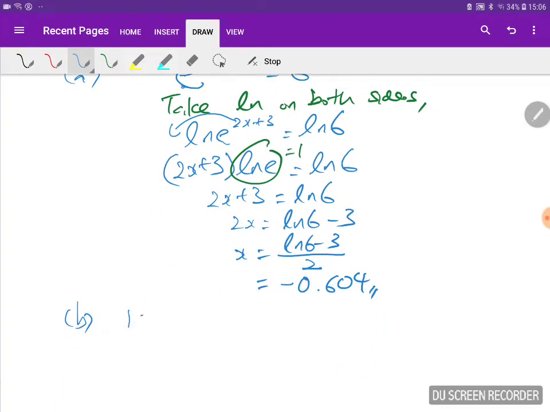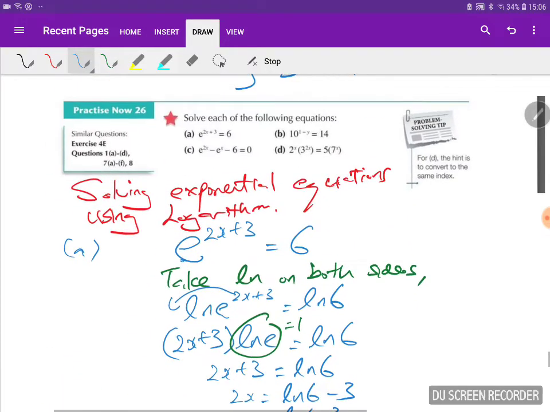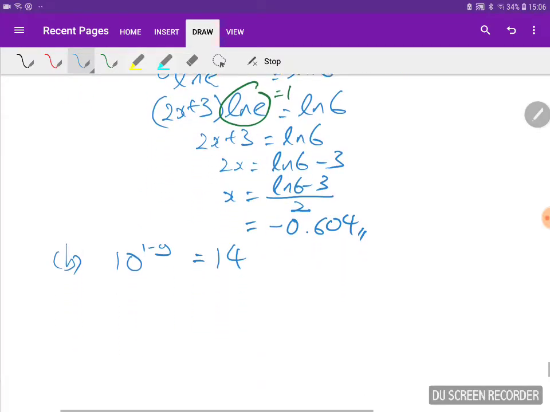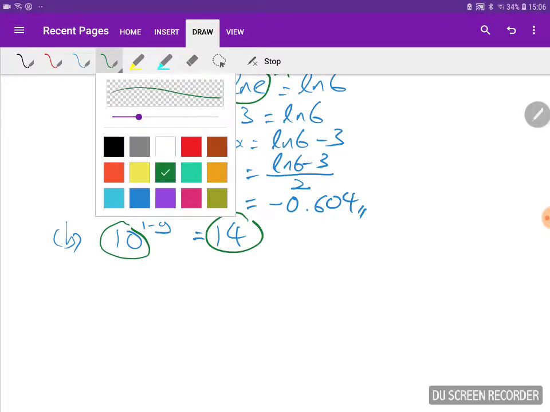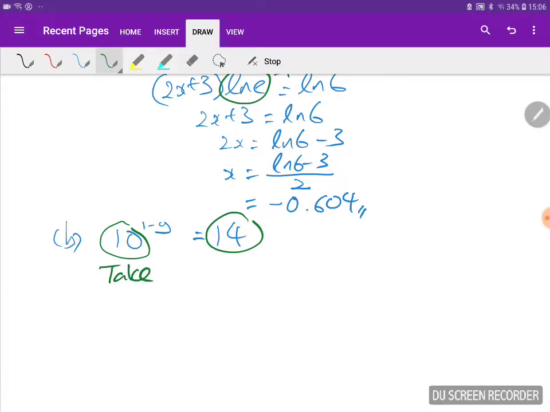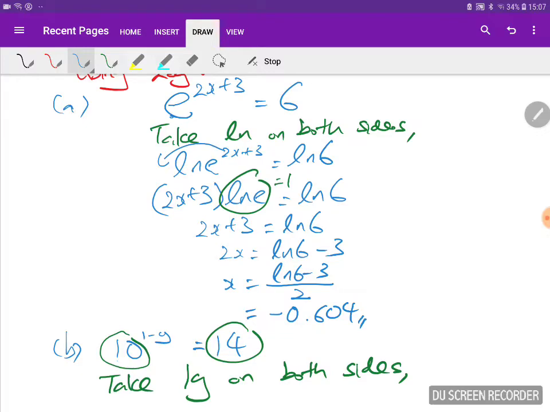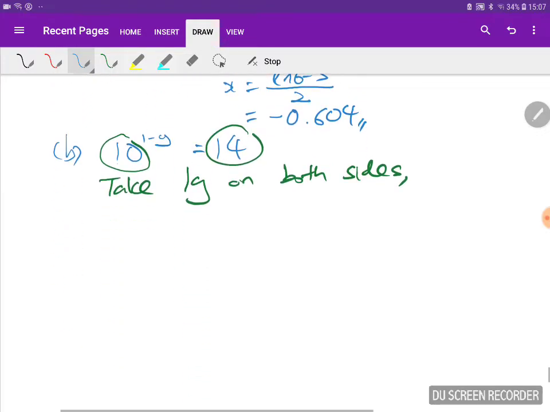10 to the power 1 minus y equals 14. You can see on the left hand side the base is 10, but on the right hand side the base is 14. So the only way we can solve it is to apply laws of logarithm. How? Instead of ln, you take log on both sides. Why do I take log? Because this is base 10. In the previous example I used ln because it's base e. So I'm going to take log on both sides.